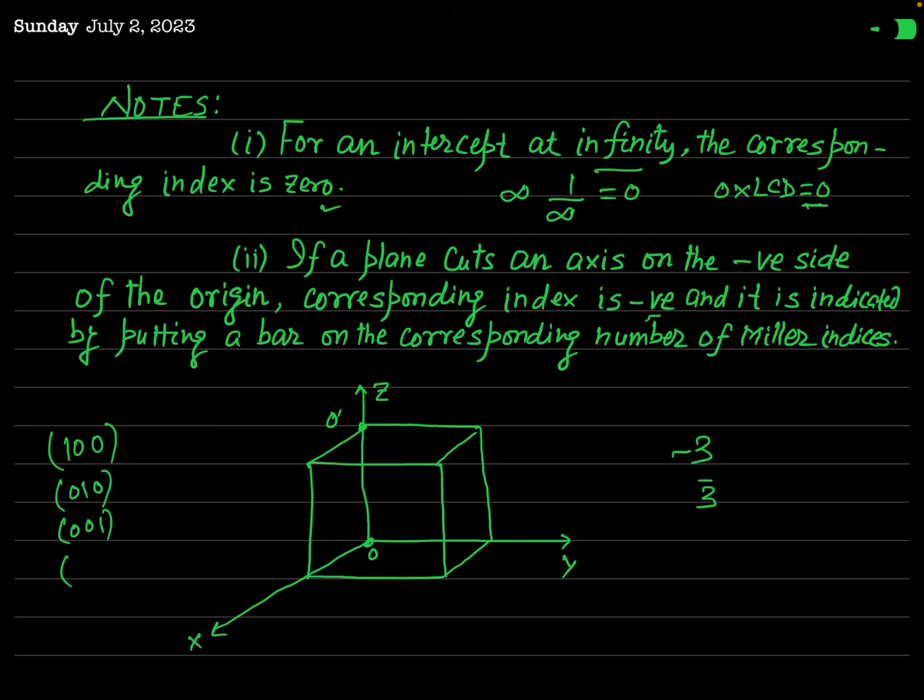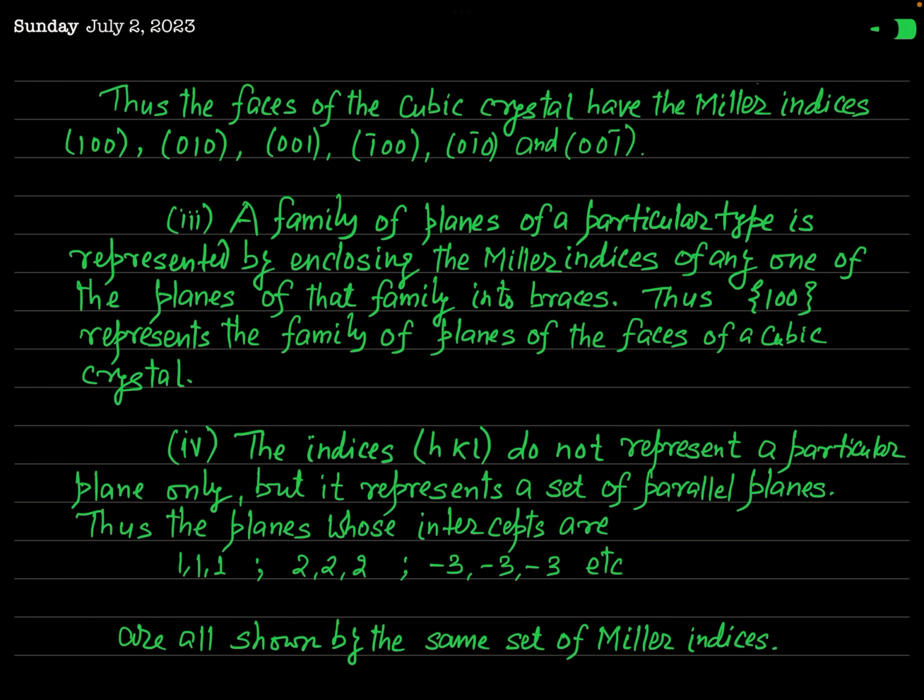And when we take the corresponding parallel faces, those faces will be on the negative side, and in that condition for the other 3 faces of this cubic crystal, the Miller indices will be 1 bar 0 0, 0 1 bar 0 and 0 0 1 bar. So these are the Miller indices for the 6 faces of a cubic crystal. And this is the technique of writing when the intercept is on the negative side. I have mentioned it here, you can see.